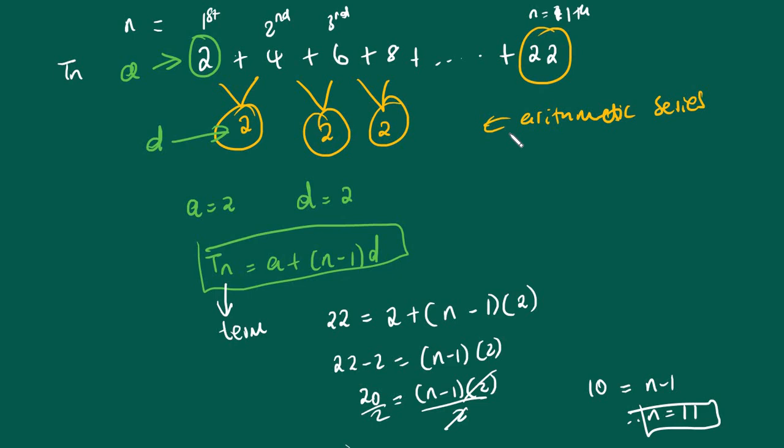Now that you know that it's in the 11th position, it means how many terms are there? It's 11 terms, isn't it? Because it is the last term, this one. That 22 is the last term. So that tells you that we are dealing with 11 terms.